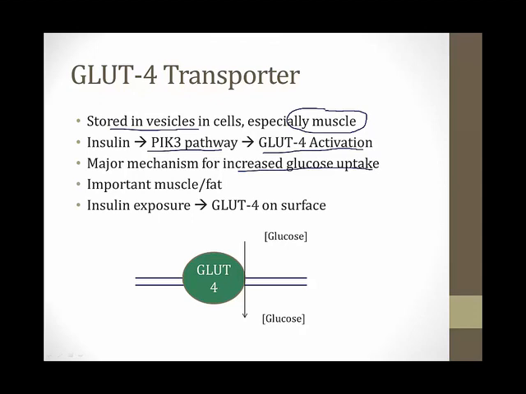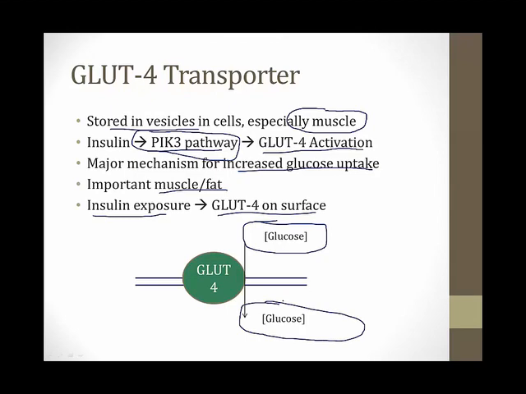You know that the insulin hormone leads to more glucose uptake by cells and a lowering of the plasma glucose level, and this transporter via the PI3K pathway is probably a major way in which this happens. This transporter is very important in muscle and fat, and it's been well described that insulin exposure leads to more GLUT4 on the surface so that glucose in the plasma can be brought into the cell.